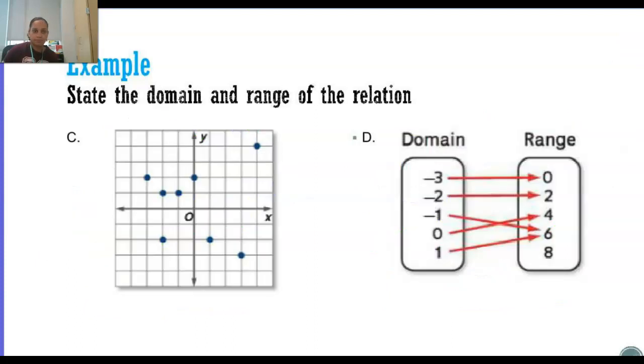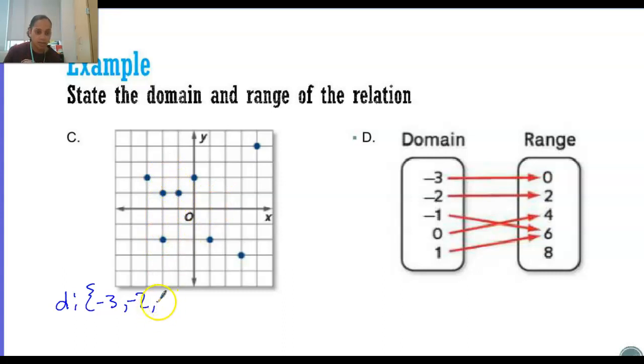All right. Again, we're going to state the domain and range of each relation, but this one is from a discrete graph. So my domain is all of my x values, starting from the leftmost point. This value is -3. And then this x value is -2. And notice this x value is also -2, but I'm only going to write it one time. But I also notice that that makes this not a function.